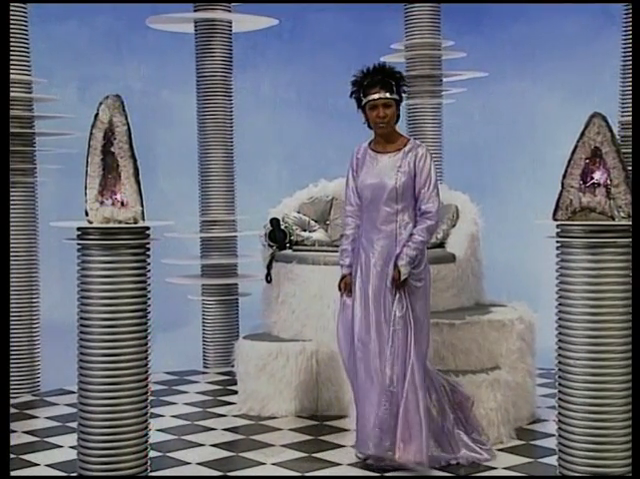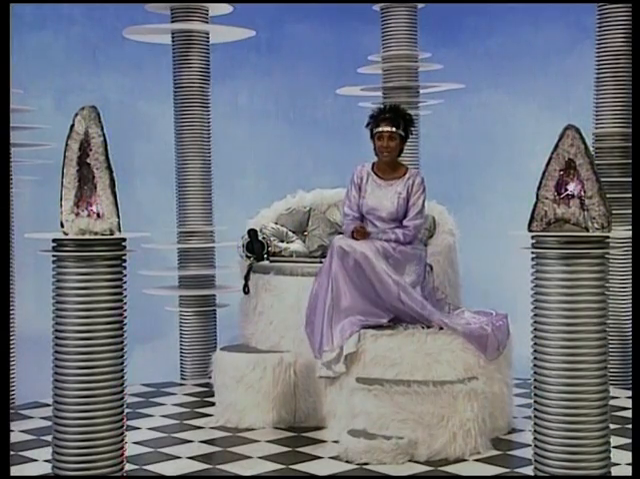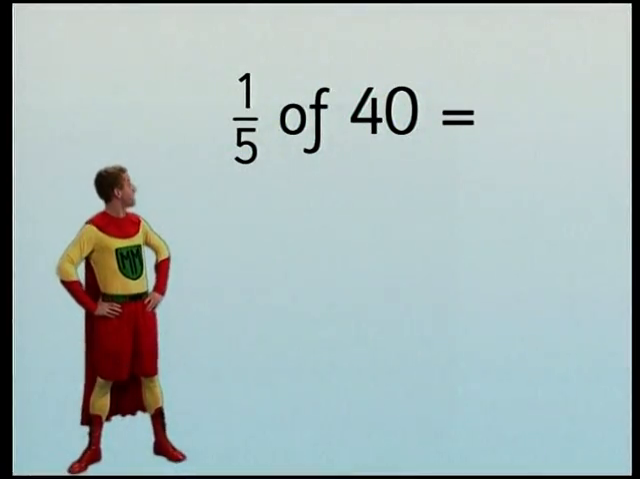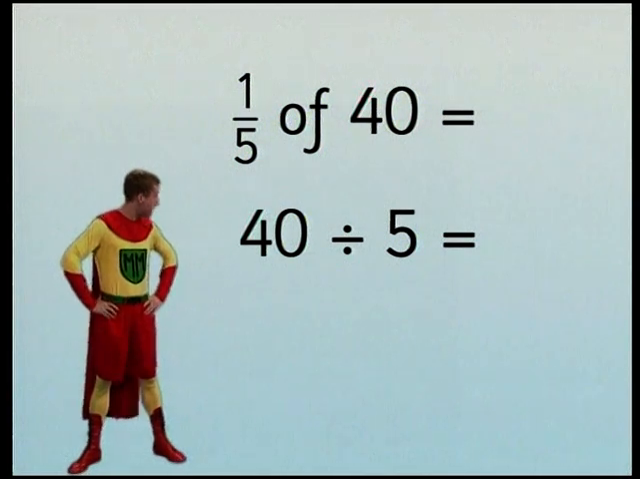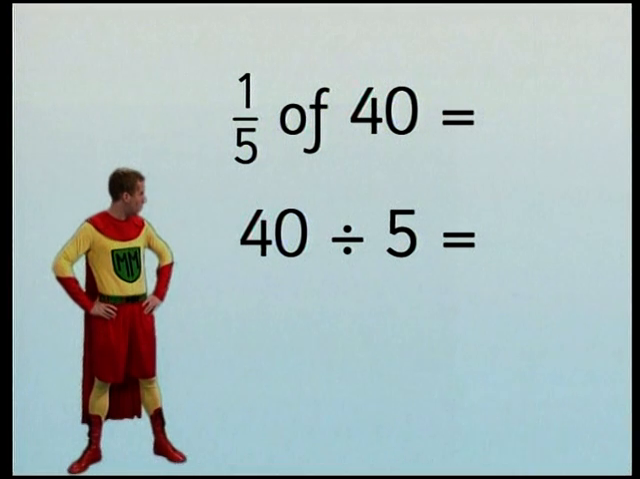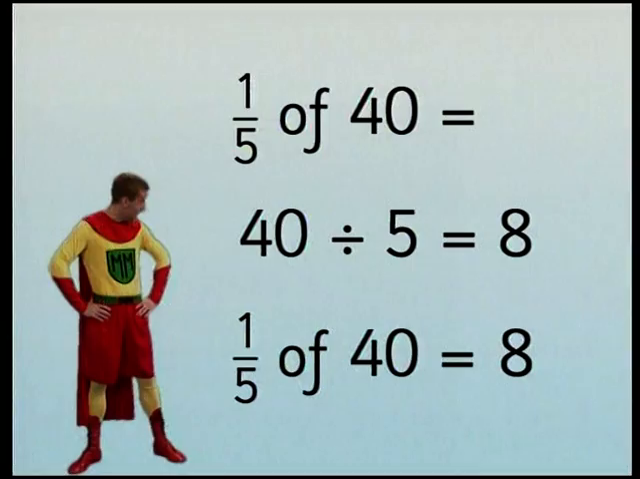So, how do you think you find 1/5 of a number? You divide the number by 5? Spot on. Here, have a go at this. 1/5 of 40. That's 40 divided by 5, and 40 divided by 5 equals 8. So 1/5 of 40 is 8. Oh, full marks. You learn fast, Maths Man.